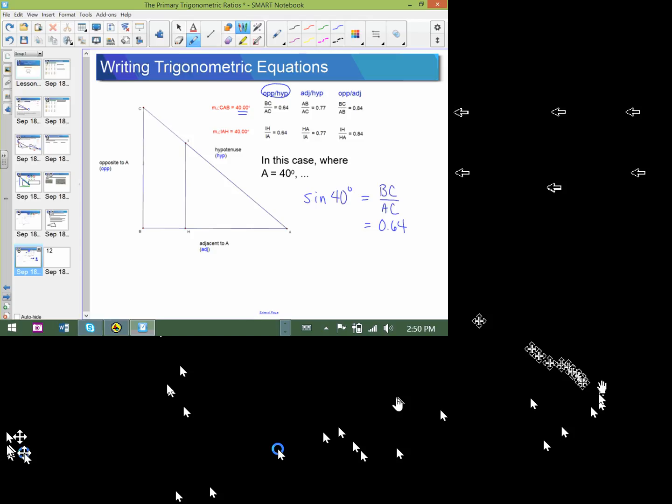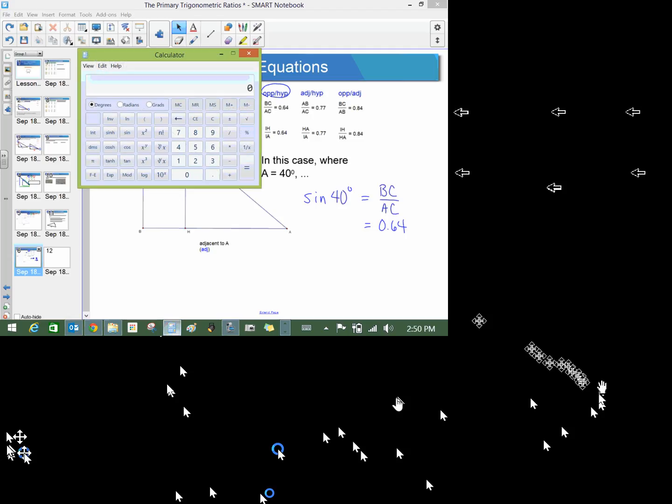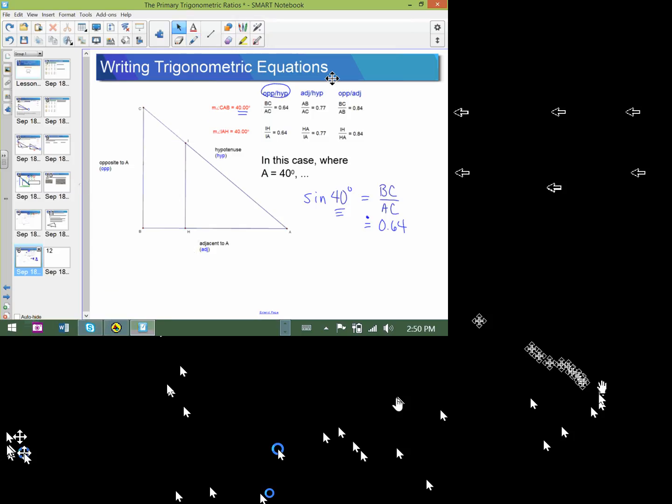And in this case, it happens to be decimal 0.64. Interestingly enough, if you use your calculator, I'm just going to grab the calculator here. If I key in 40 as my degree measure of the angle and I hit the sine key, I get a string of decimals. You notice the 0.64, right? So this ratio, sine 40, compares the opposite to the hypotenuse, and in a 40-degree triangle, the ratio will be 0.64.